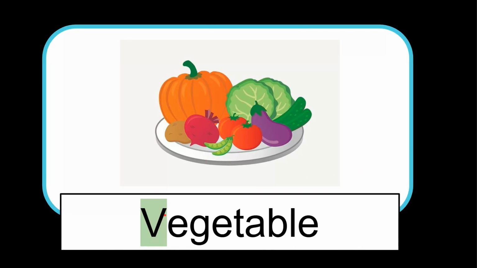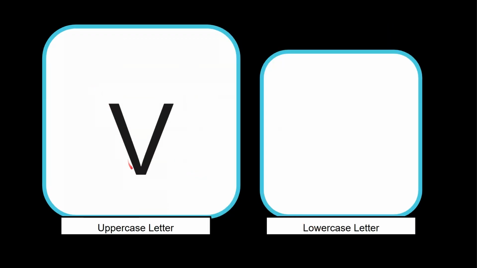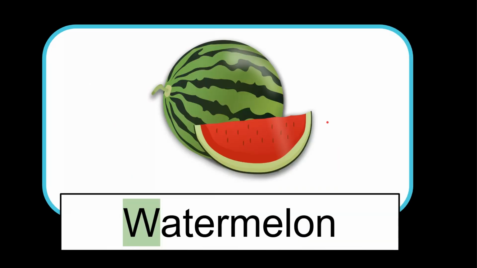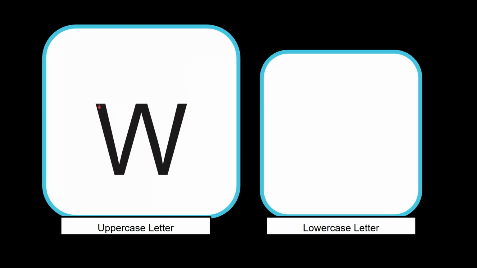Next, we have the letter V, just like in vegetable. We have an uppercase V, and we have a mini-me, a lowercase v. Next, we have, it looks like 2 V's, right? But this is W, just like in the word watermelon. So it's almost like an upside down M, or 2 V's put together, but this is W. This is uppercase W, and a mini-me, we have a lowercase w.